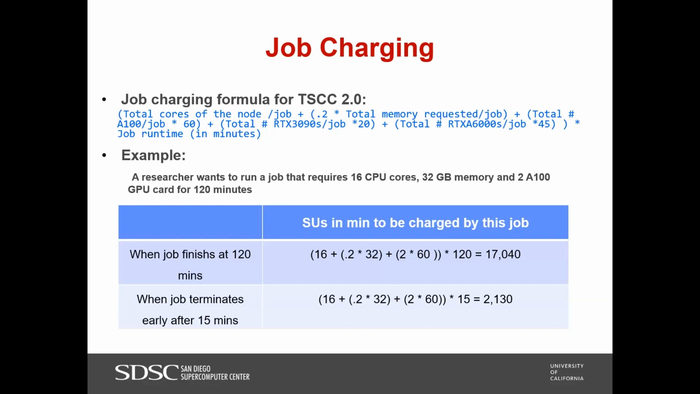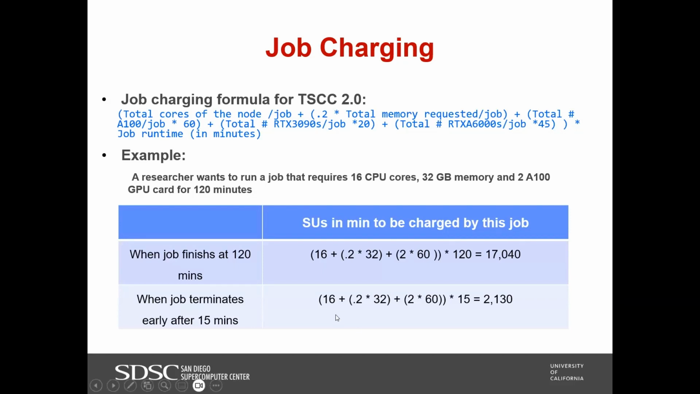But if the job terminates earlier and only runs for 15 minutes, we change the job runtime to 15, and we get that 2100 SUs will be charged.